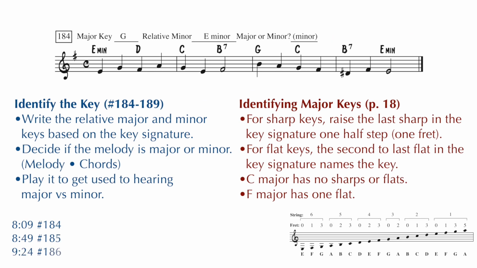At the bottom of page 83, we have exercises 184 through 189. What I'd like you to do is use the key signature to figure out what the relative major or relative minor would be, and then use visual cues to figure out if you're in a major key or a minor key, and the first melody is filled out.